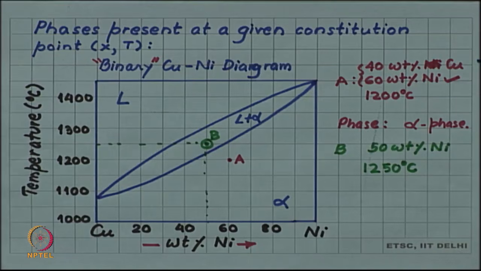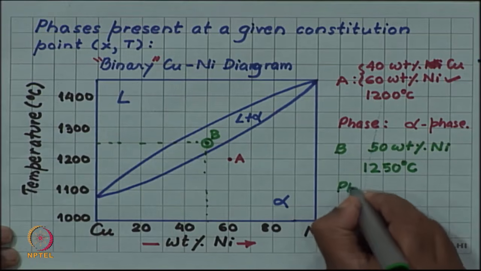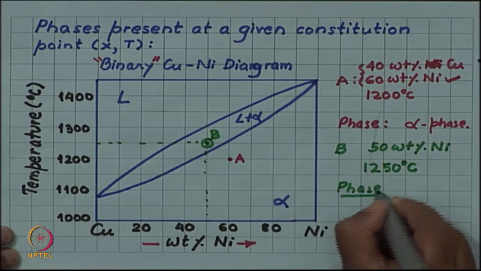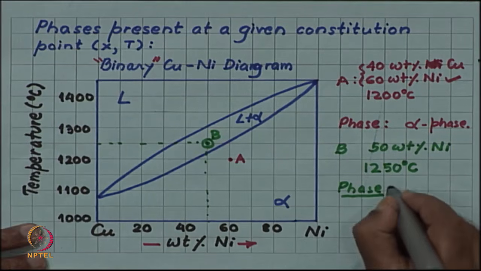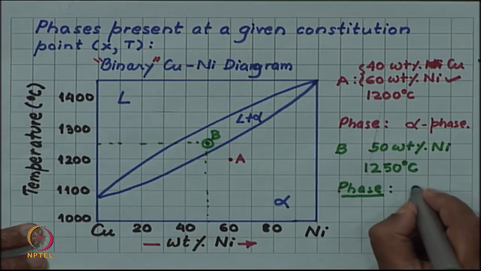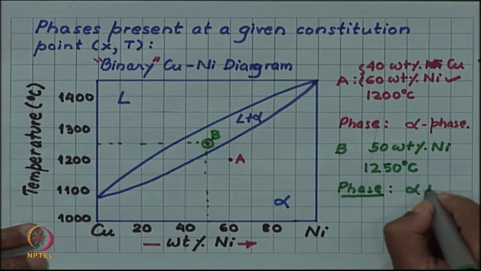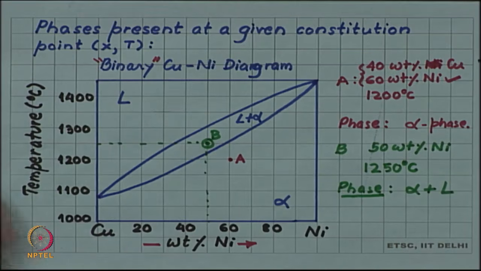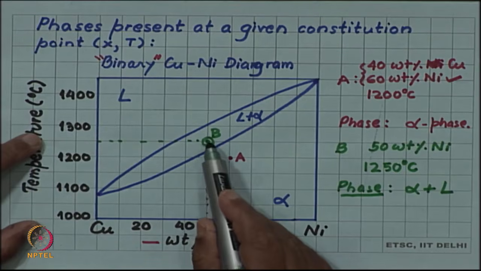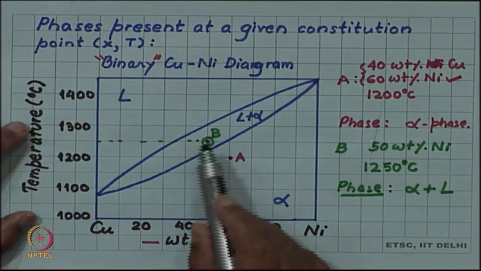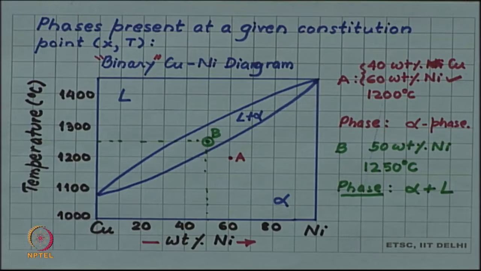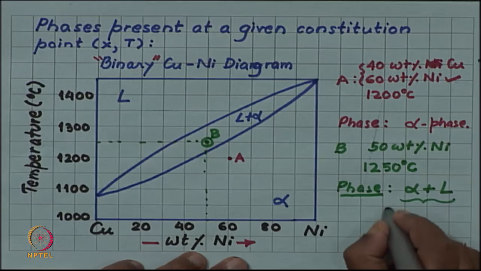So, what are the phases present? This time we get a little bit more interesting answer, because now it is falling in the 2 phase region. So, we will find that 2 phases are present in this alloy, both alpha and liquid are present at this point. If I take such an alloy and heat it to 1250 degrees Celsius and hold it in equilibrium, means I wait for long enough time for equilibrium to be achieved, then I will find that the alloy is a mixture of two phases. So, this is a two-phase structure.